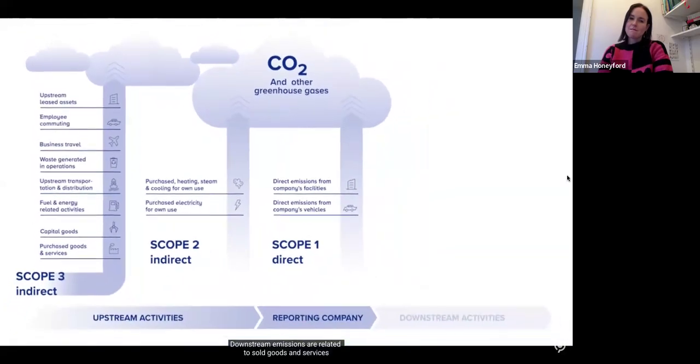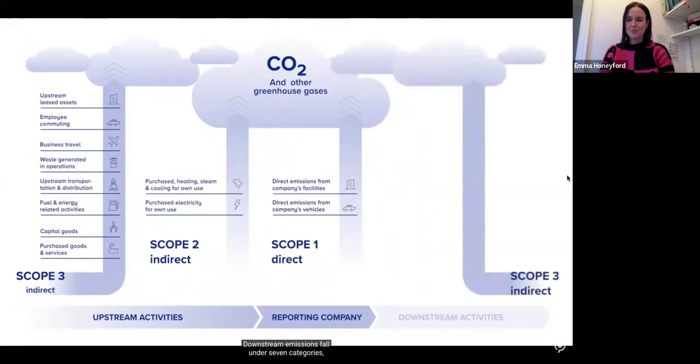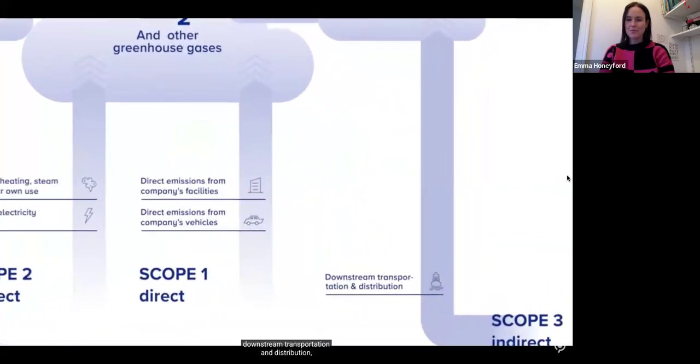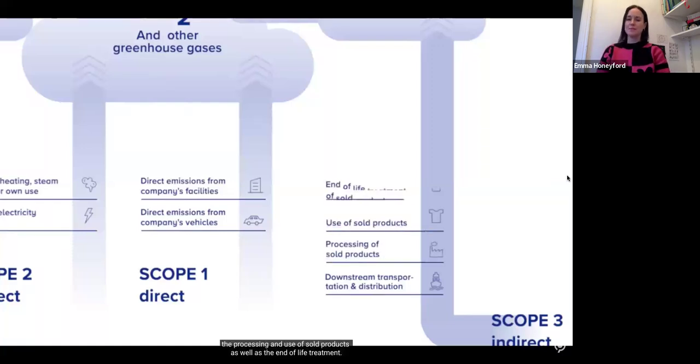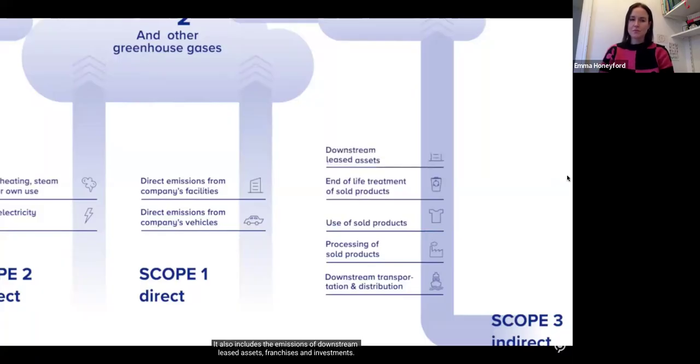Downstream emissions are related to sold goods and services and emitted after they leave the company's ownership or control. Downstream emissions fall into 7 categories: downstream transportation and distribution, the processing and use of sold products, as well as the end-of-life treatment. It also includes the emissions of downstream leased assets, franchises, and investments.